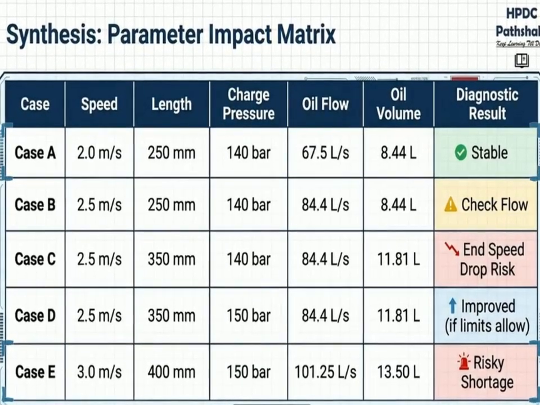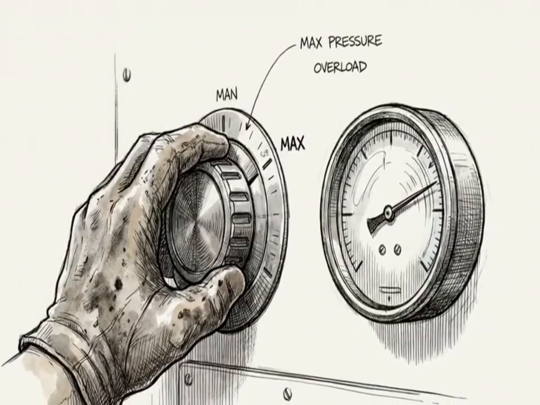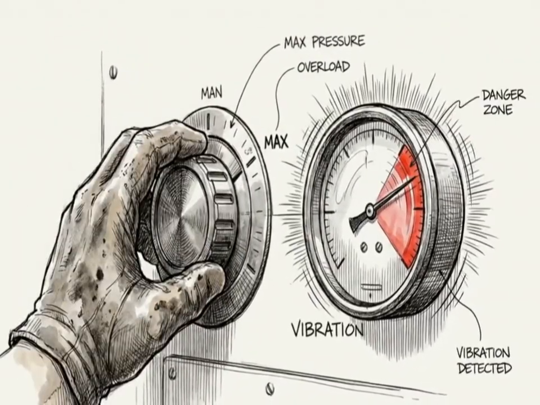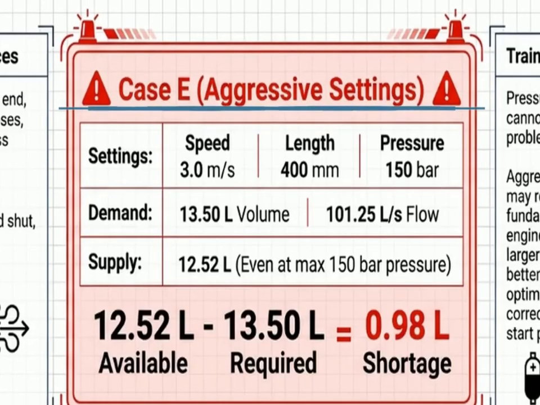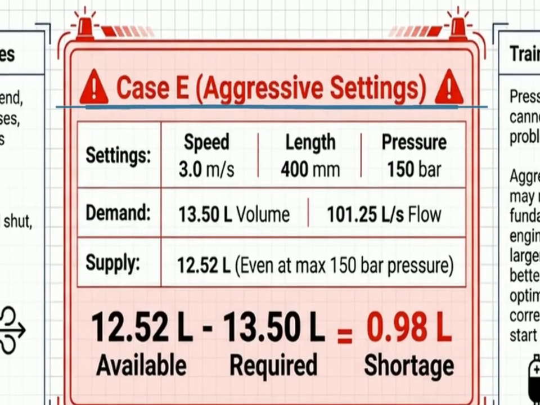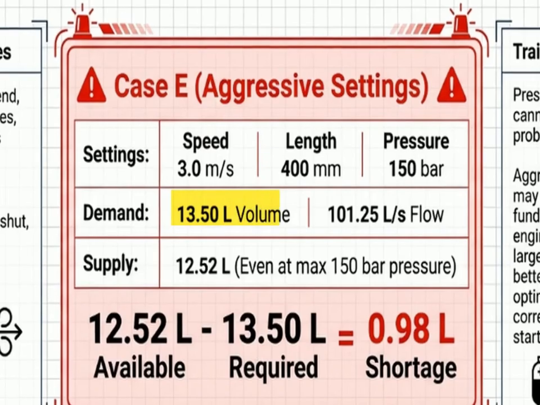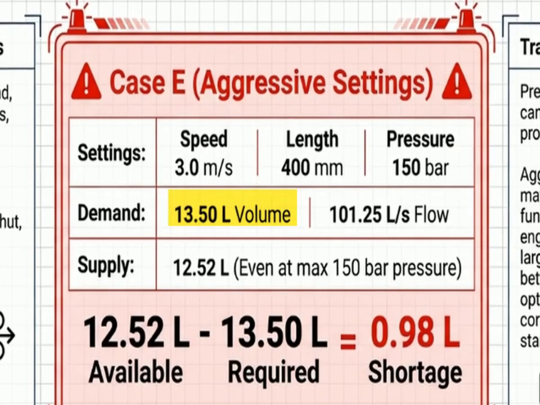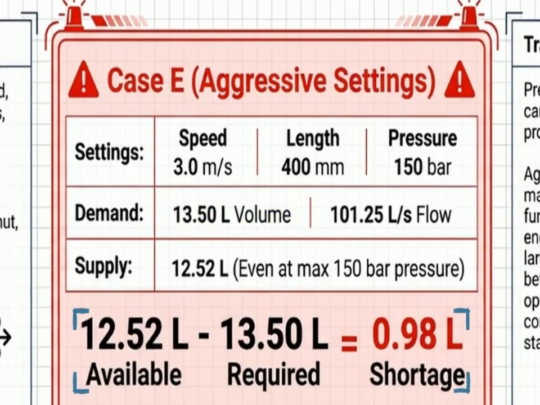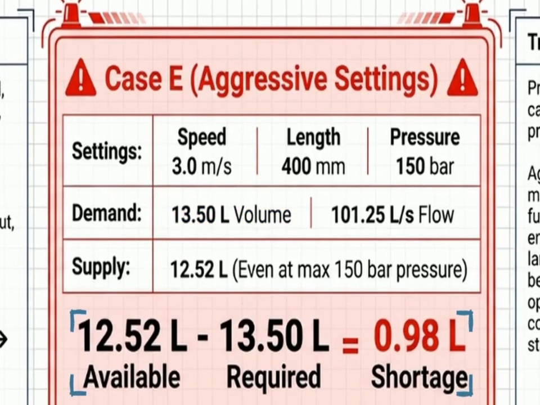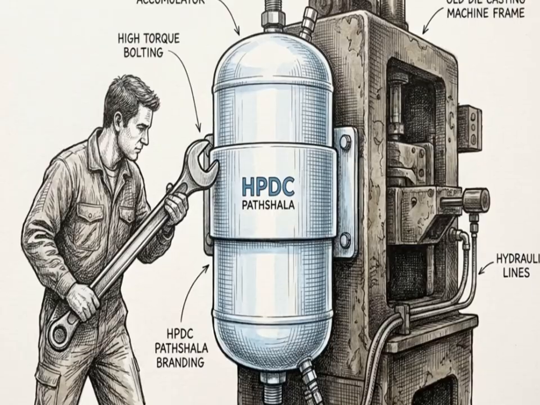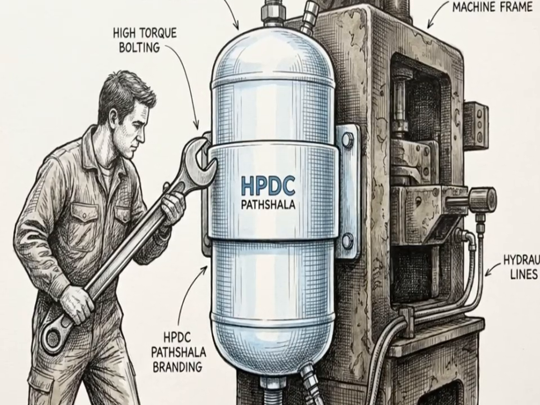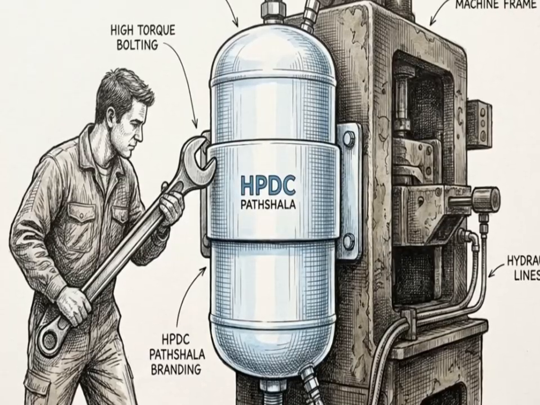With highly aggressive settings, the demand hits 13.50 liters. Even at the maximum safe pressure of 150 bar, the accumulator can only supply 12.52 liters. The math is impossible. Pushing past this boundary requires physical hardware upgrades like larger accumulator tanks or higher capacity proportional valves, not just screen adjustments. Mathematics reveals the hard boundary between an easily solvable parameter issue and a fundamental hardware bottleneck.